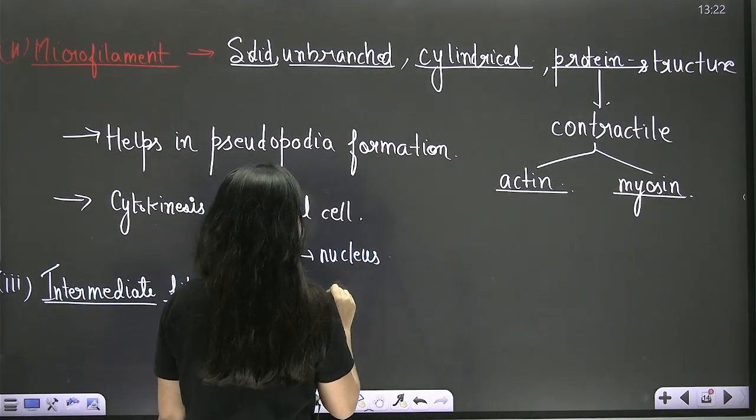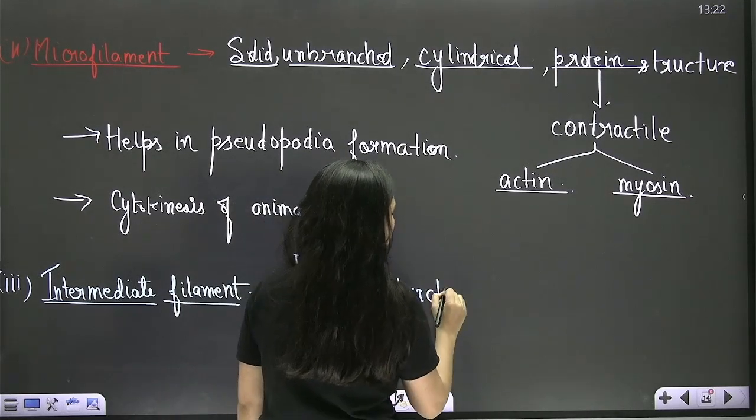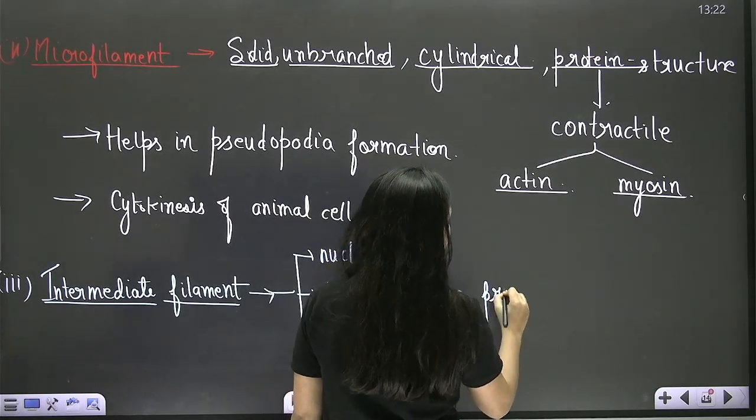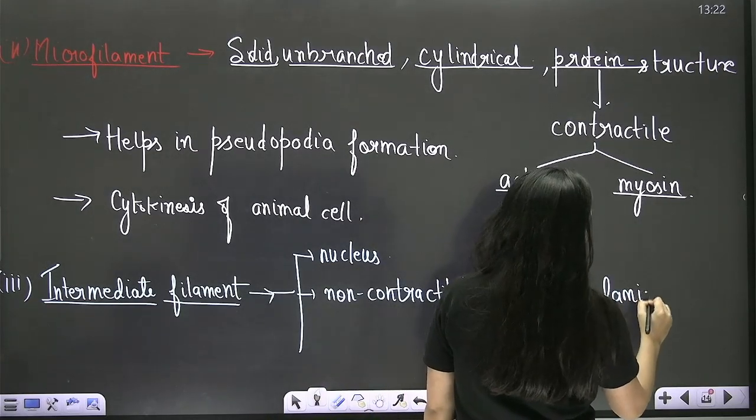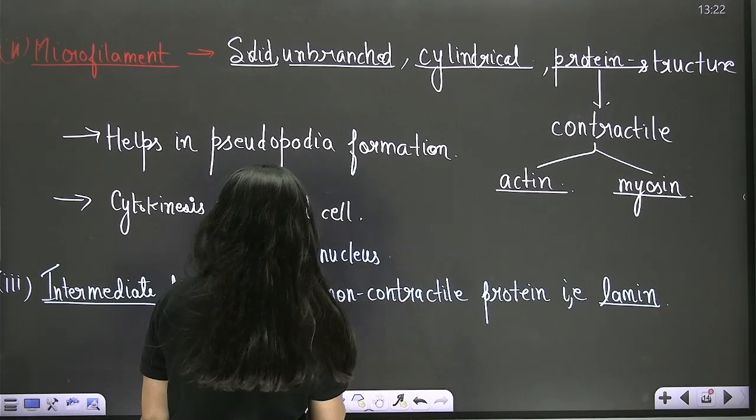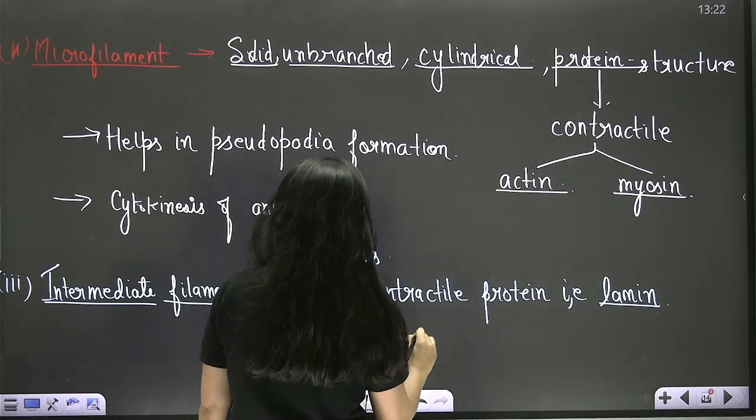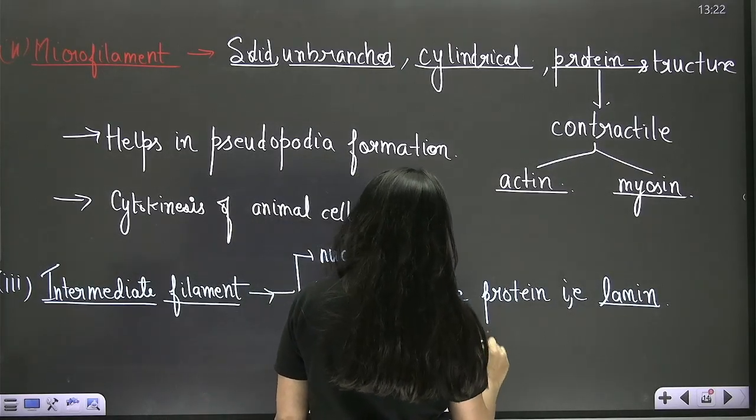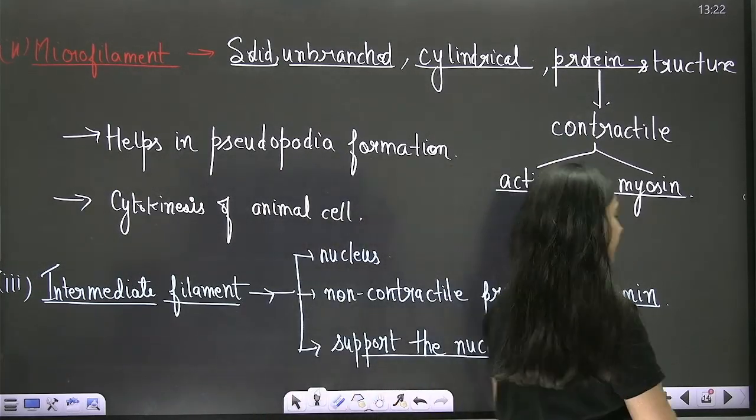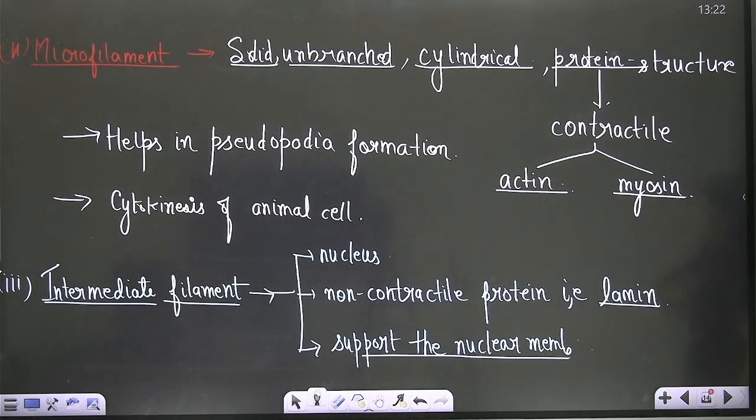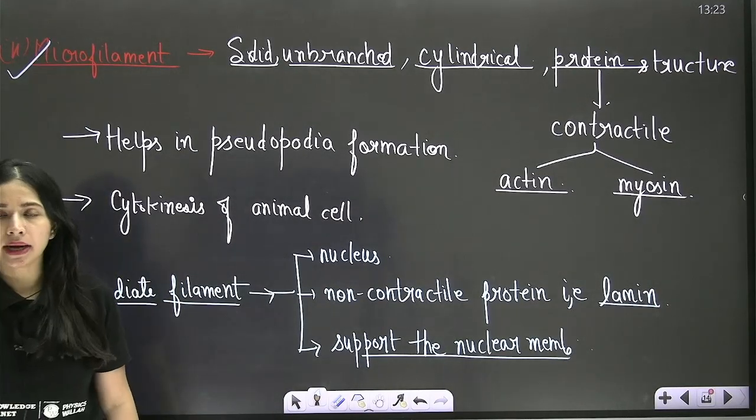Then second point, they are made up of non-contractile protein, that is lamin. Correct? Third point is, what is their main role? Their role is to support the nuclear membrane. They give strength and support to the nuclear membrane. That's it. So these are the different types of cytoskeleton. I hope you all have understood till here.